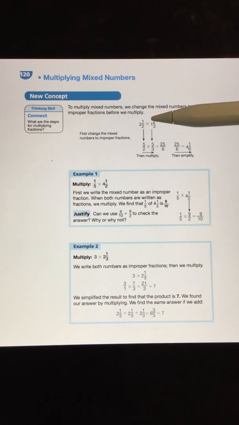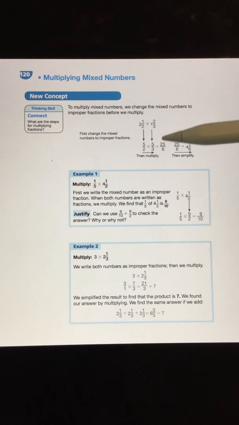So I'm going to take 2 1/2, and I'm going to multiply the 2 times the 2 to get 4, add the 1, and I have 5 halves. Over here, my 1 2/3, I will multiply the 3 times 1, I'll add the 2, and I will get 5/3. Then I just go through the regular steps of multiplication. 5 times 5 is 25. 2 times 3 is 6. Then I have 25/6, and I need to simplify. 6 goes into 25 4 times. I have 1 left over because 6 times 4 is 24. And I have 4 and 1/6.